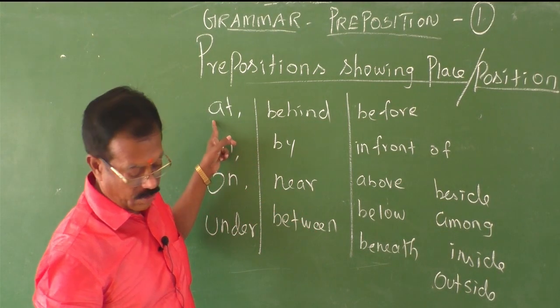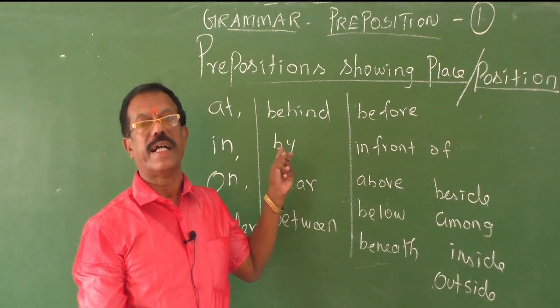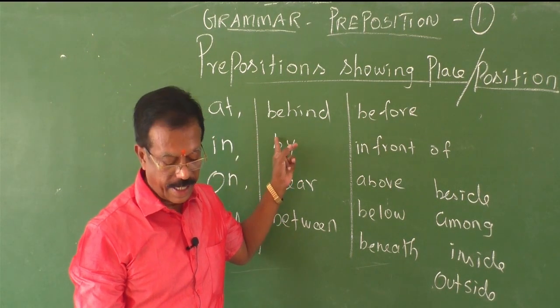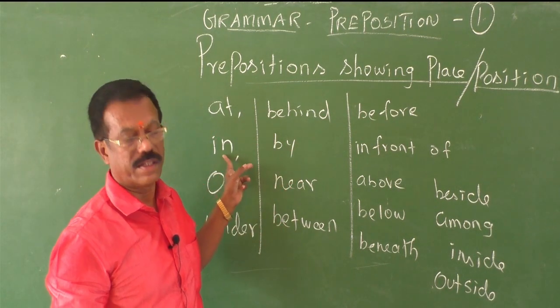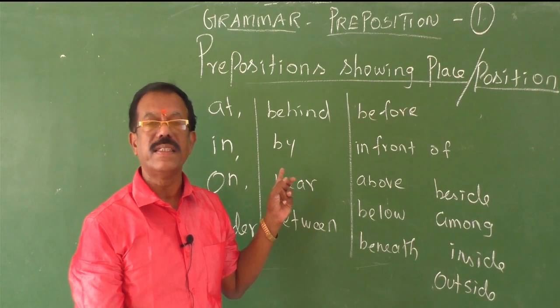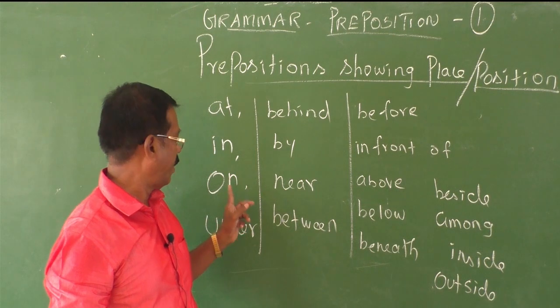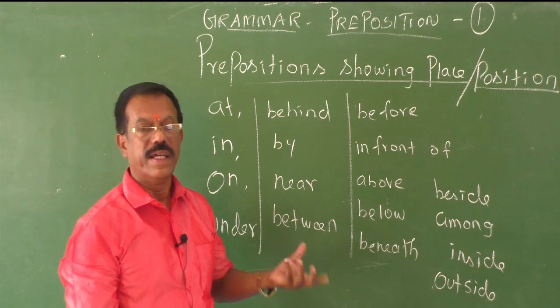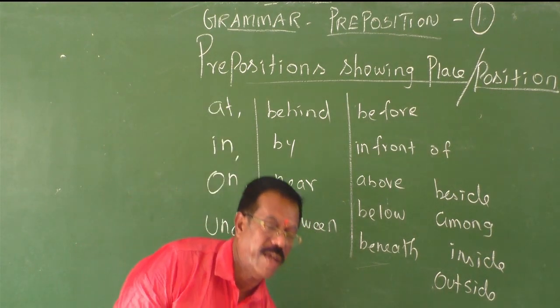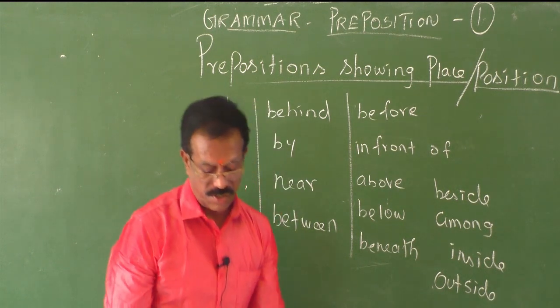See, at: you can say the boy is at the door. See, in: the man is in the car. A ball is on the table. A cat is under this table.